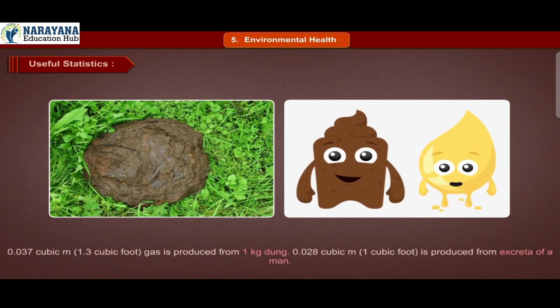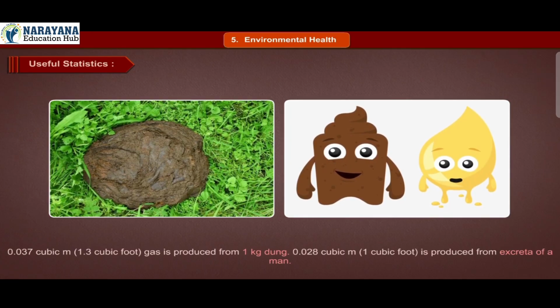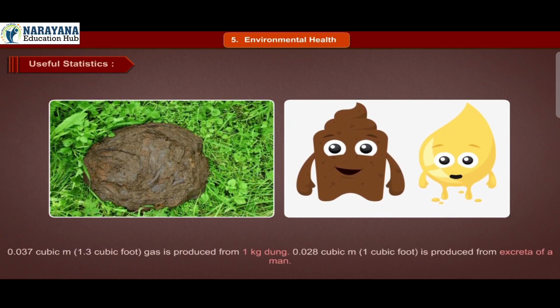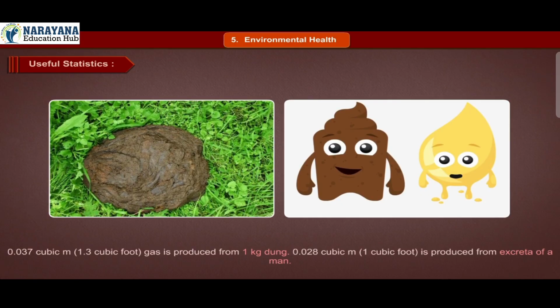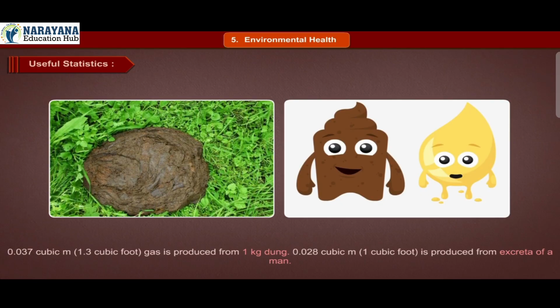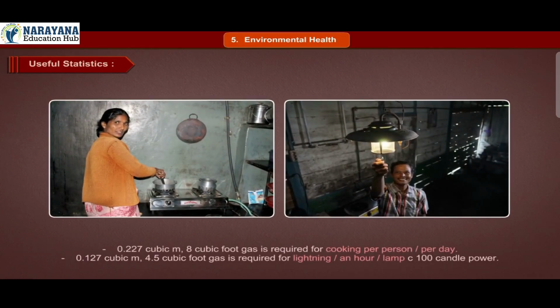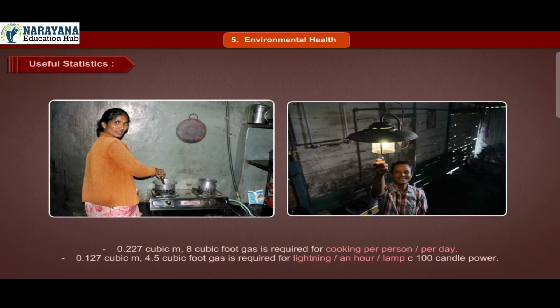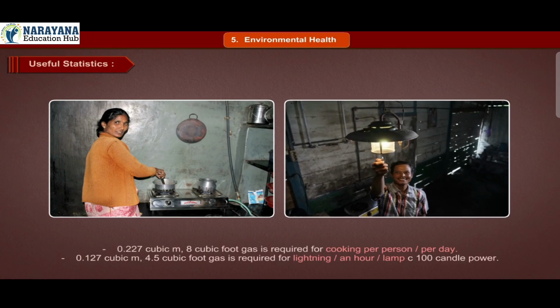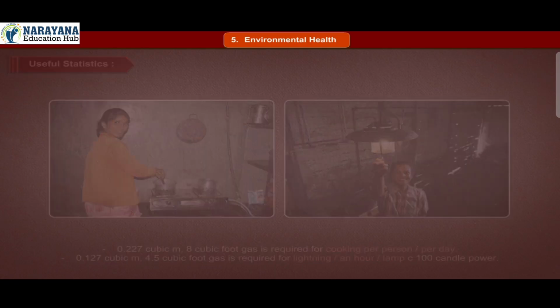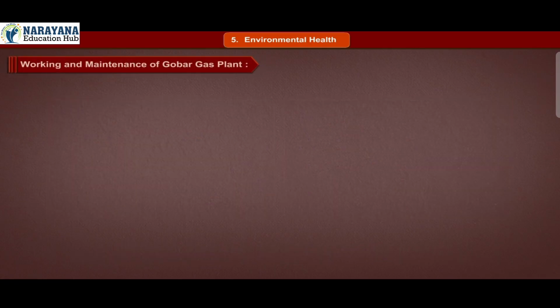0.037 cubic meter, meaning 1.3 cubic foot of gas, is produced from 1 kg of dung. 0.028 cubic meter, meaning 1 cubic foot, is produced from the excreta of a man. 0.227 cubic meter, 8 cubic foot of gas, is required for cooking per person per day. 0.127 cubic meter, 4.5 cubic foot of gas, is required for lighting per hour per lamp of 100 candle power.